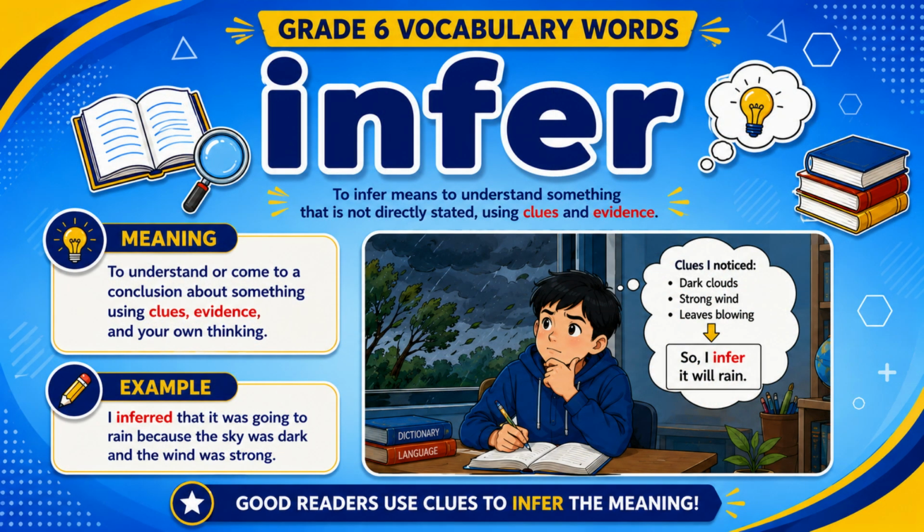The word infer means making a smart guess based on clues and evidence. We do not guess randomly. We use what we already know together with the information we read. For example, if a boy is carrying a wet umbrella and wearing a raincoat, we can infer that it has been raining.